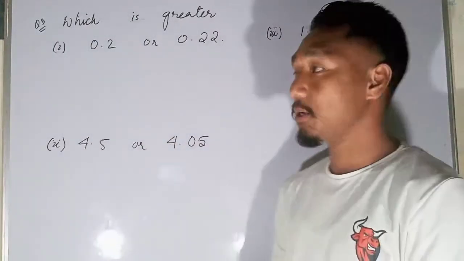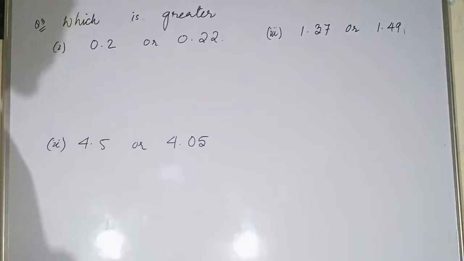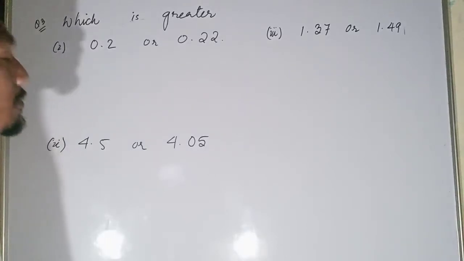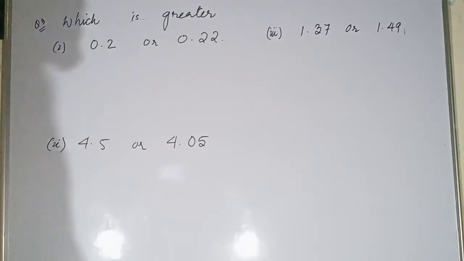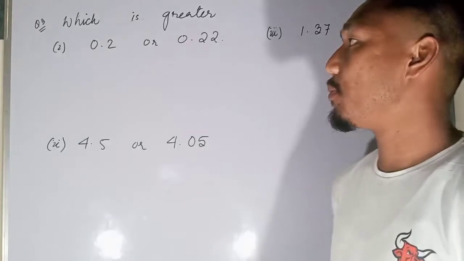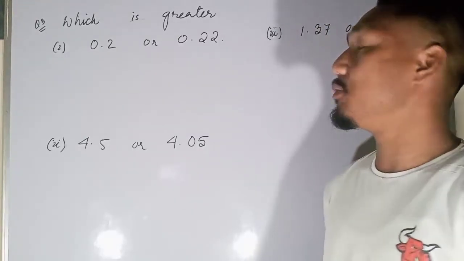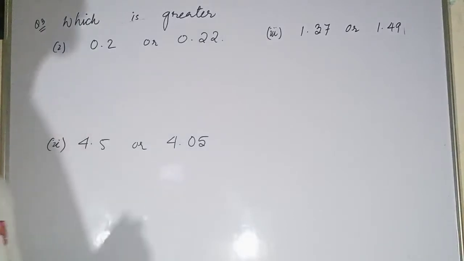Okay, the remaining questions from exercise 3.1. I'm starting with question number 3 in this video. Which one is greater? You are given two numbers, 0.2 and 0.22. Which one is greater? Here you have to confirm which one is greater.